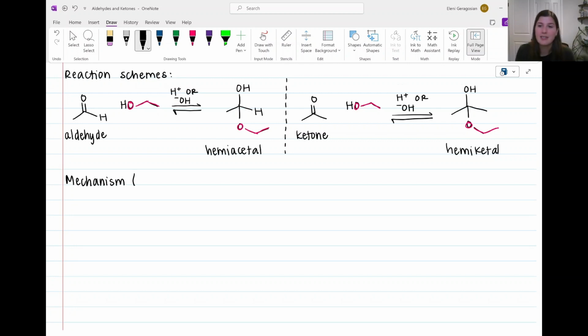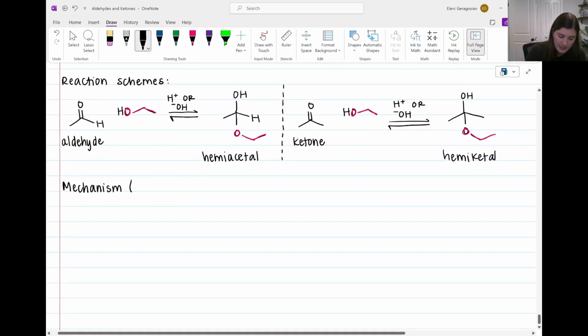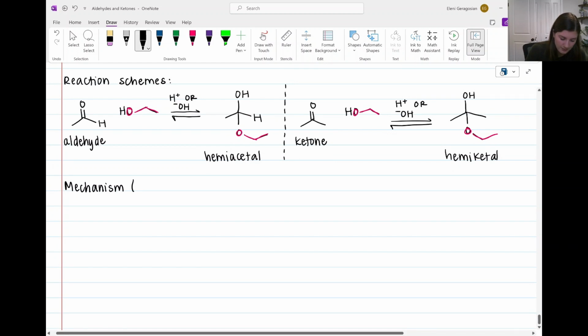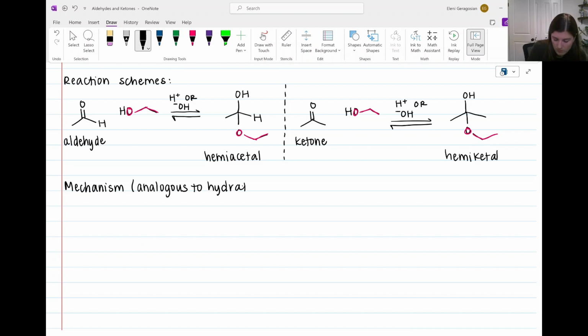This mechanism is analogous to the hydration mechanism that we've done in a previous video. You might recall we can do hydration reactions acid catalyzed or base catalyzed, so with an acid present or a base present. That's also true for these reactions, formation of a hemiacetal or hemiketal. We'll show here the acid catalyzed mechanism. So it's analogous to hydration. You'll see very similar steps.